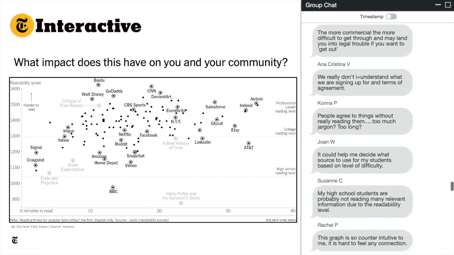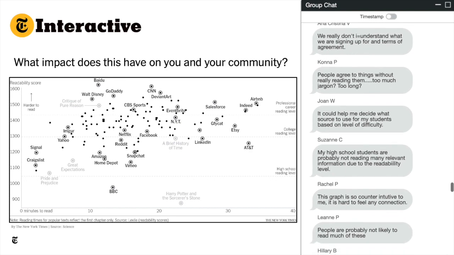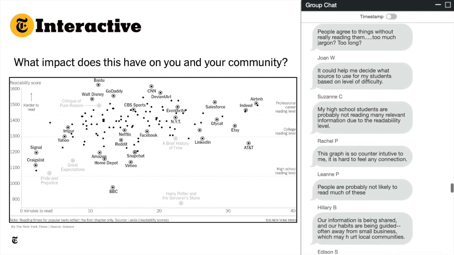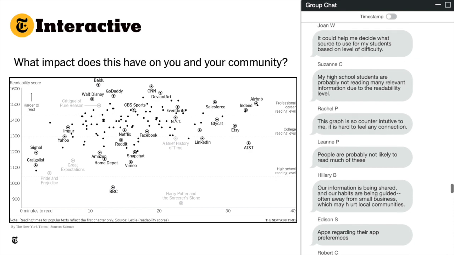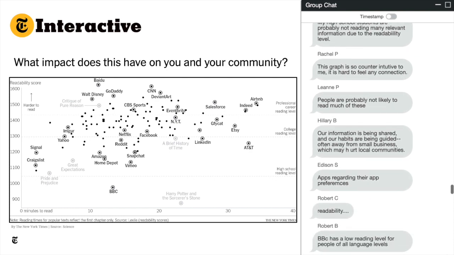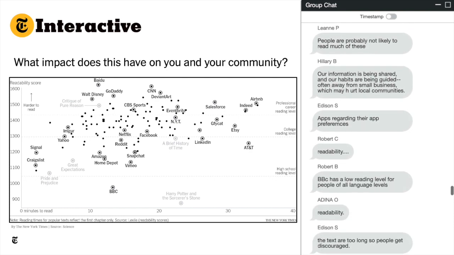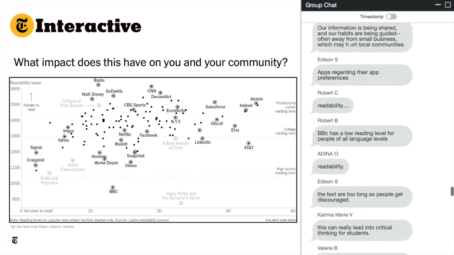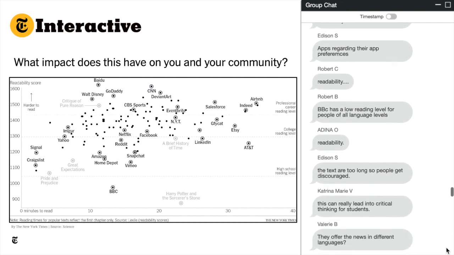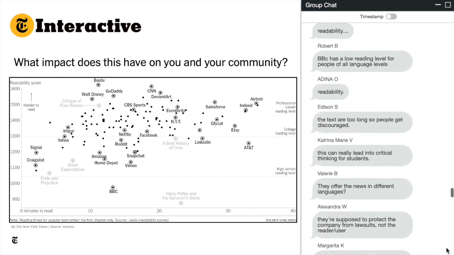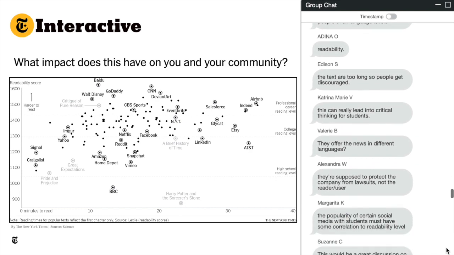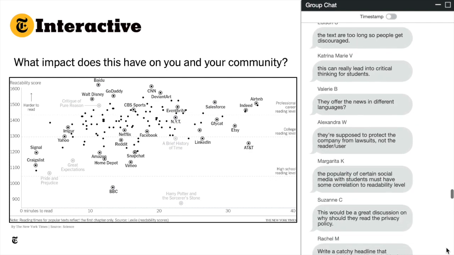And another person pointed out that BBC has a low reading level for people of all language levels. Again, really interesting. I wonder why the BBC is so low. So this is one we'll say, come back tomorrow and read the article, but it's because they're part of the EU and its laws about keeping it that low.